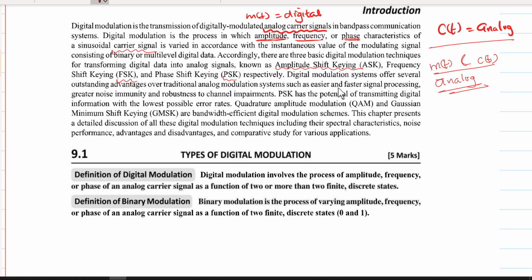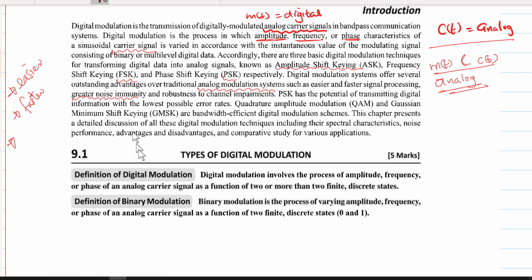And therefore, the digital modulation system offers several outstanding advantages over the traditional modulation systems, such that it is easier and provides faster signal processing. These are some of the advantages that we should mention. It's easier to perform signal processing, of course, even faster. So if you are asked some of the advantages of a digital modulation scheme, there are some of the items that should be on your fingertips.